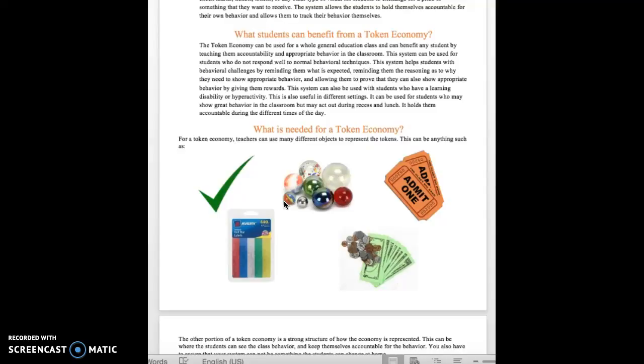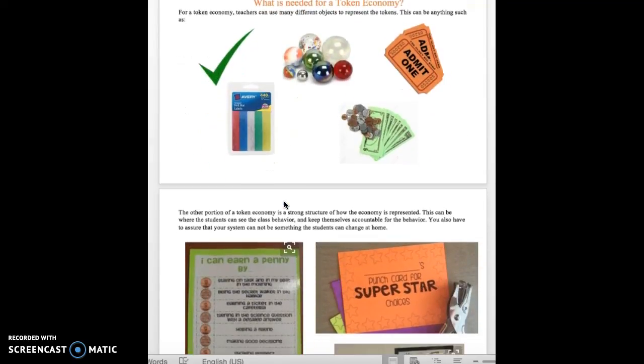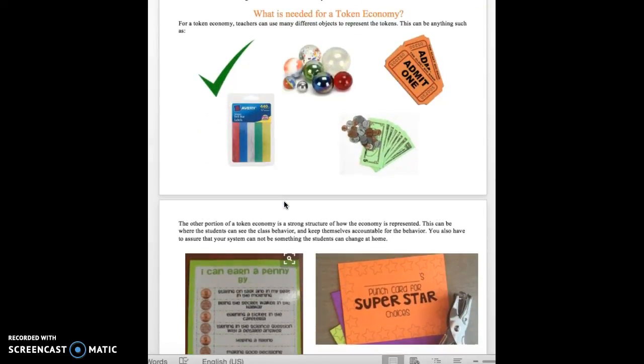So it holds them accountable during different times of the day. So, what is needed for a token economy? For a token economy, teachers can use many different objects to represent the tokens. This can be anything such as check marks, stickers, stars, marbles, money, or even tickets. I know a lot of teachers use tokens.